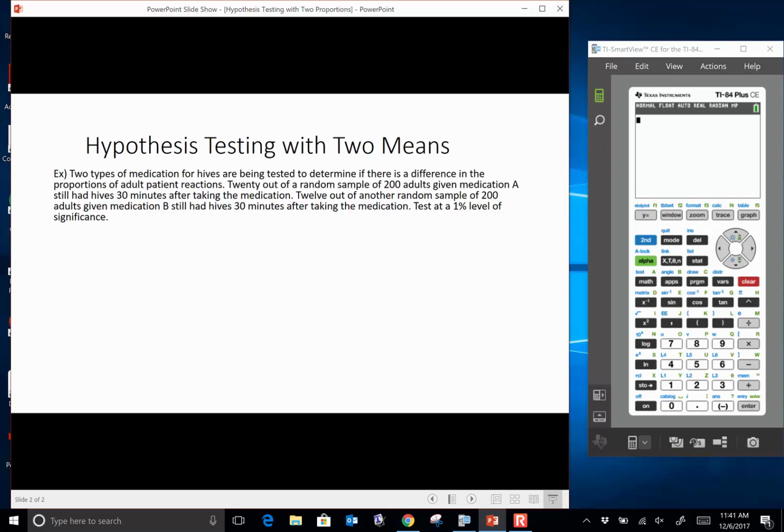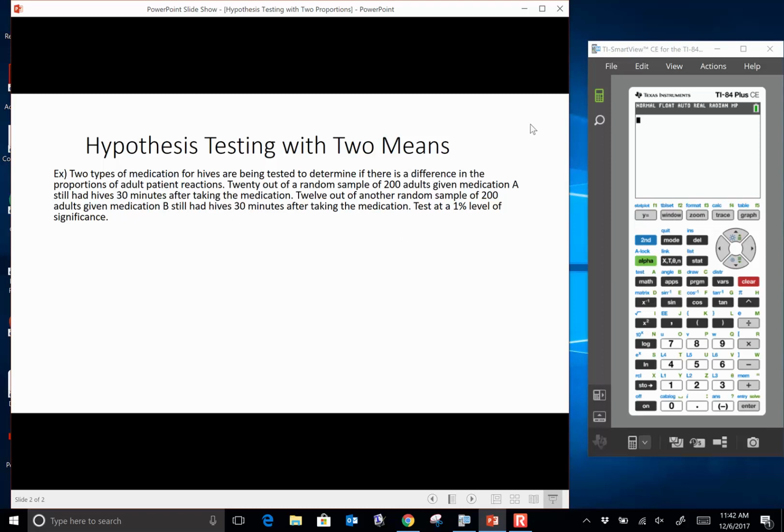So let's look at an example. Suppose we're testing a medication for hives, and out of 200 adults taking medication A, 20 of them still had hives after 30 minutes. Another 12 out of 200 using medication B had hives after 30 minutes, and we want to test to see if there is a difference.